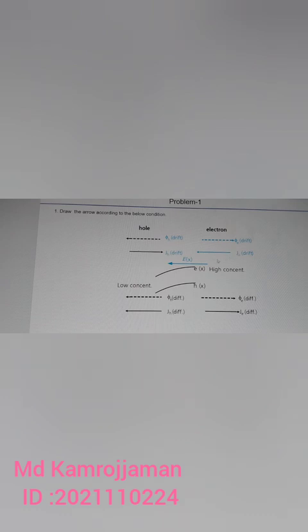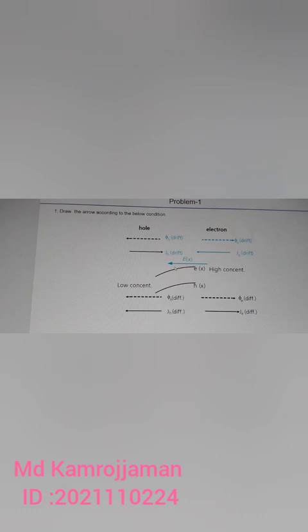Current for electron only flows in the reverse direction due to charge. So I can just make this arrow, which is the polarity of electron and hole, just from high to low. So I make all the arrows this way.